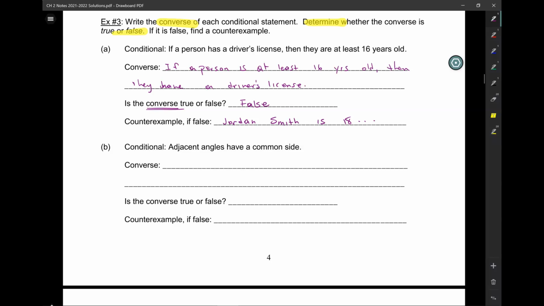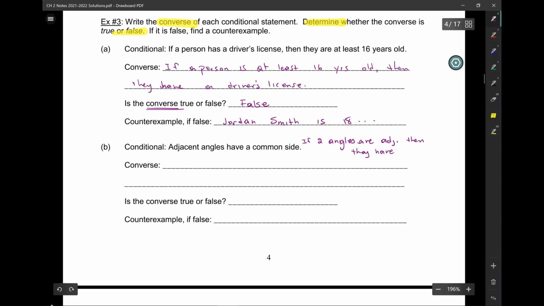Aaron, can you read the conditional for me, please? Adjacent angles have a common side. Okay, now we can't write the converse yet because it's not in if-then form. So let's put it in if-then form first. Who can help me put it in? Go ahead. If there's adjacent angles, then they have a common side. Good. And an easier way, maybe, is you can also say if two angles are adjacent, then they have a common side.